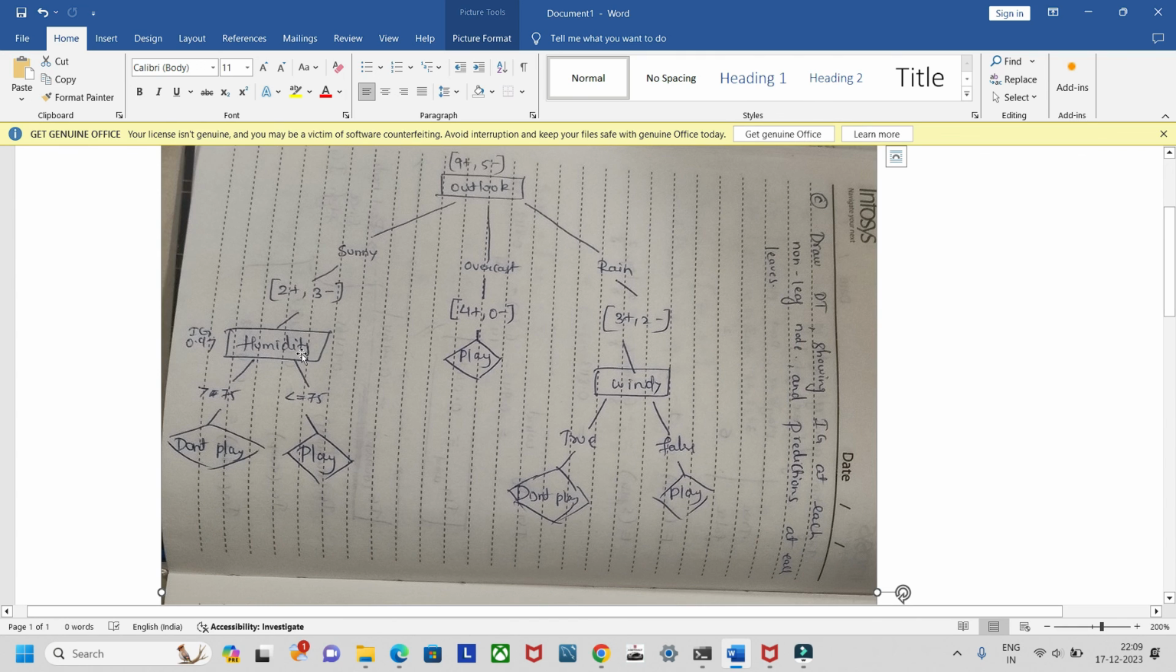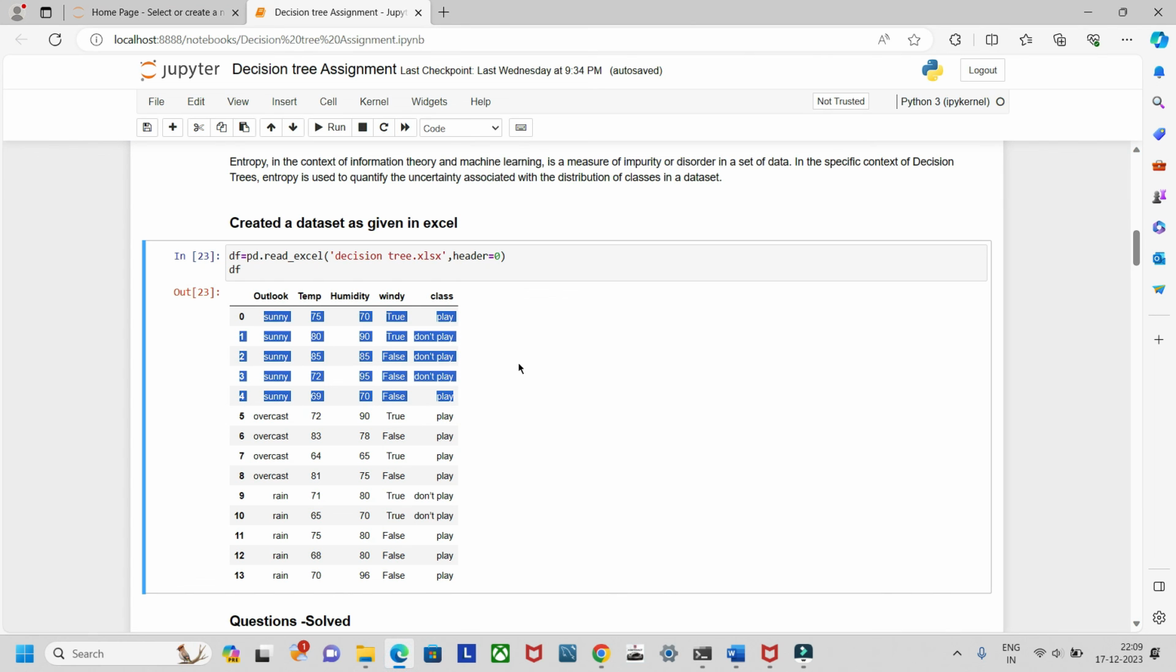Now in case of humidity, we try to find out this humidity, okay. So for humidity, you can see that we are directly selecting for greater than 75 don't play and less than 75 play. Why? So let's go to data here, and you can see that for humidity, if it is 70, it is play. If it is 90, so it is greater than 75, it is don't play. It is 85, 95, don't play. Now 70, it is less than 75, it is play, okay.